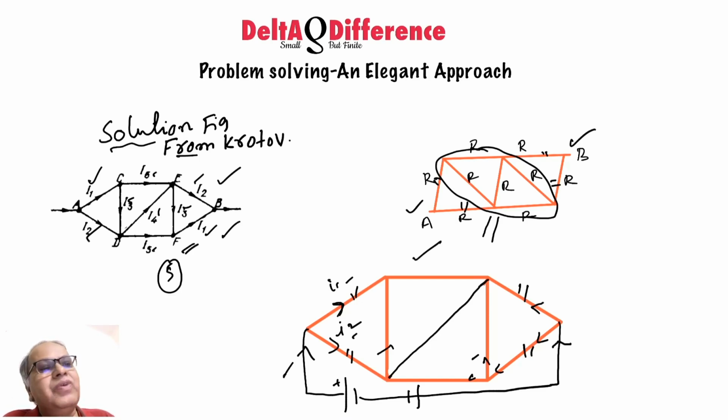And you can also look for the symmetrical paths. What are symmetrical paths? You start from the entry point of the current, go to the exit point, walk along identical branches with equal resistances. Then you can call them symmetrical paths, and you can divide potentials equally along those paths.